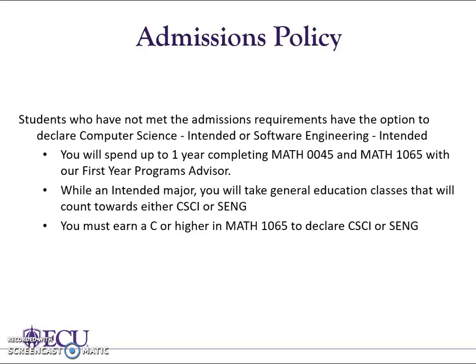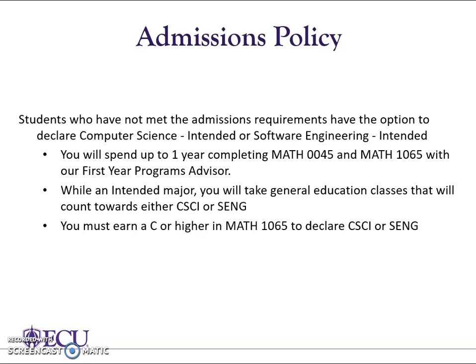Now, if you haven't met the requirements through your test scores or your GPA to take Math 1065, or as a transfer student, you haven't brought in credit for 1065, there's still a home for you. It's called Computer Science Intended or Software Engineering Intended. For up to 1 year, you will meet with our first year program advisor, and you will take the math requirements that are needed, and that includes Math 0045 and Math 1065.